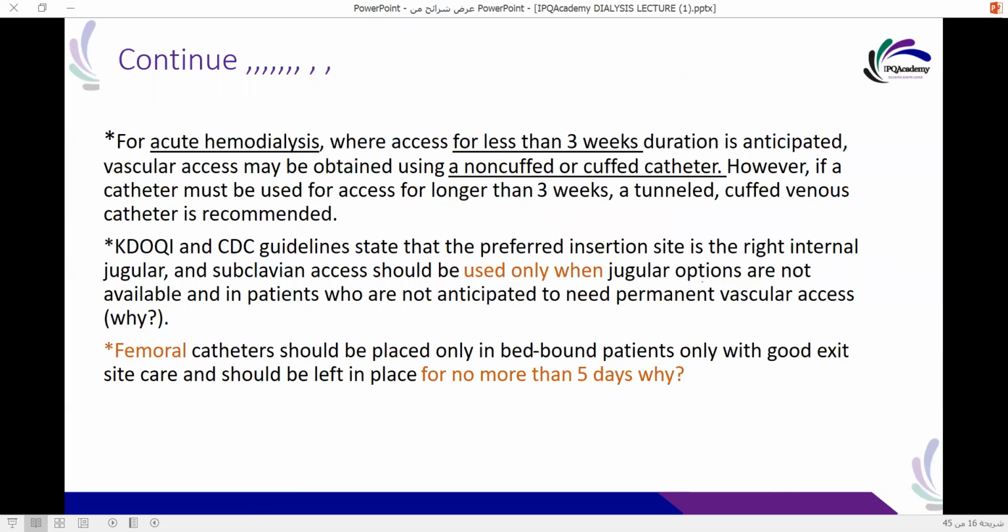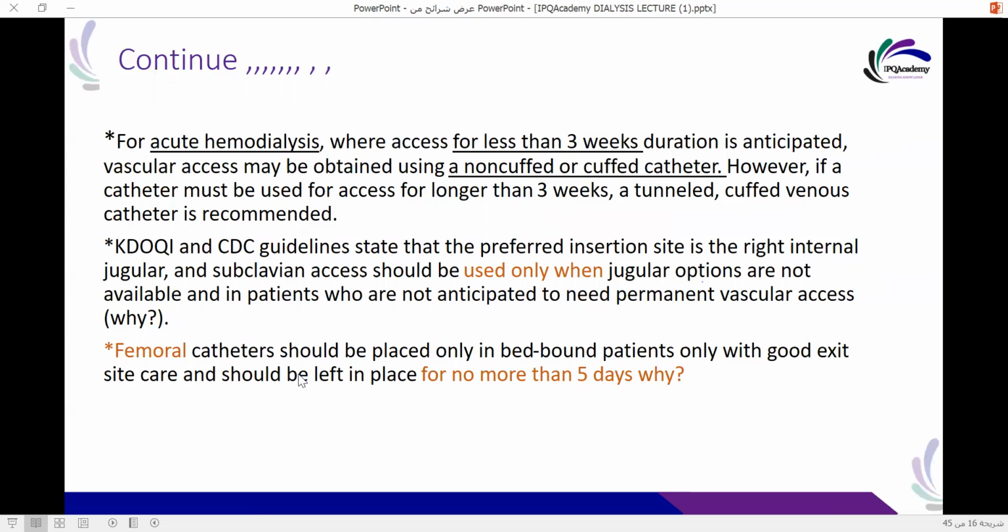When to use a subclavian access? Only when the jugular options are not available and in patients who are not anticipated to need permanent vascular access. Why can we not use subclavian for hemodialysis routinely? Because the risk of thrombosis and stenosis of this important vein is high in these patients.